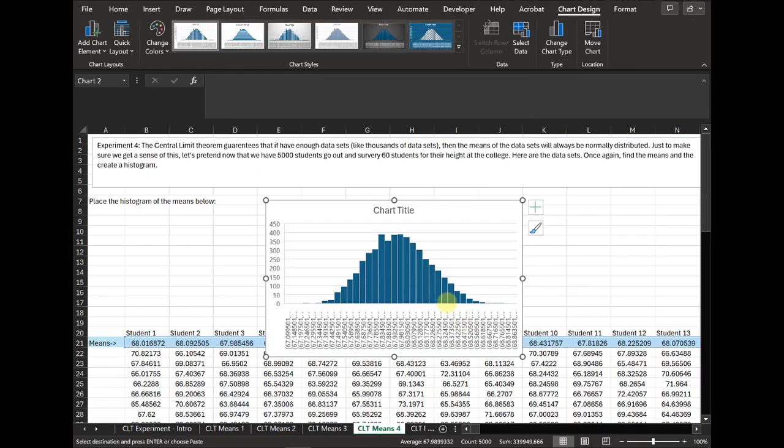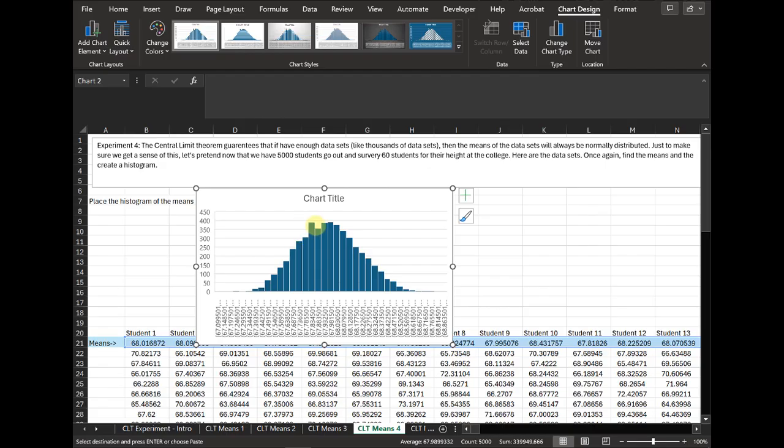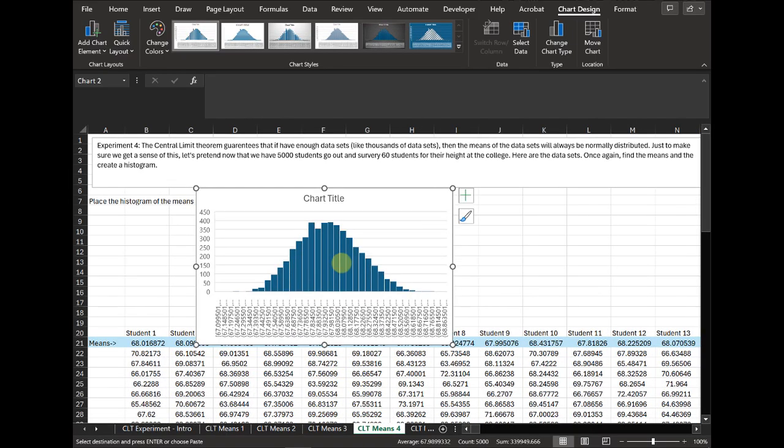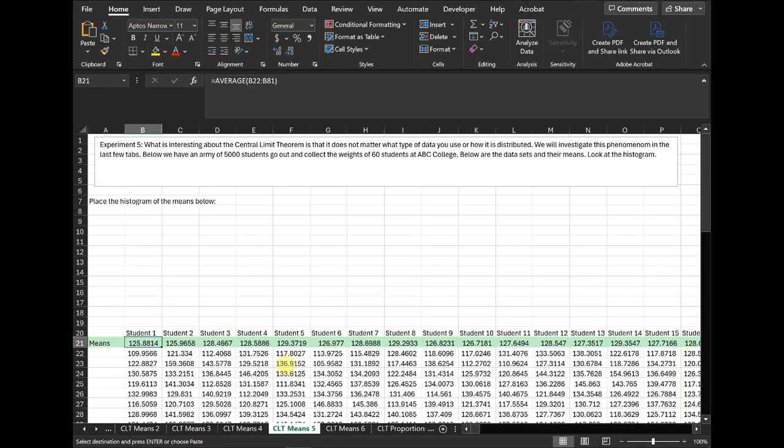And now you can see this histogram is looking smoother and smoother, right? The previous step was looking a little bit more jagged. Now I have 5,000 means to base this off of. This is looking like a normal curve, right? Okay, so let's keep going with this.